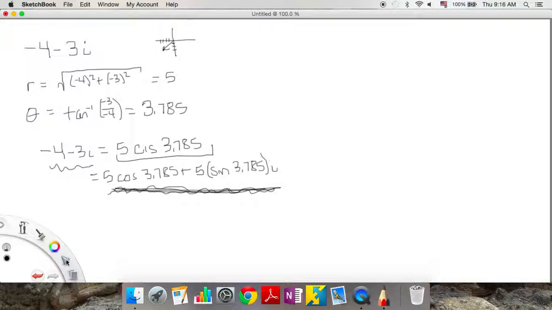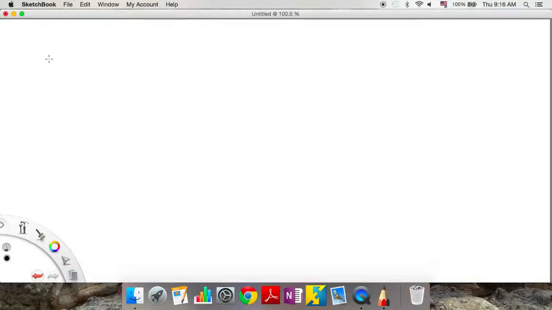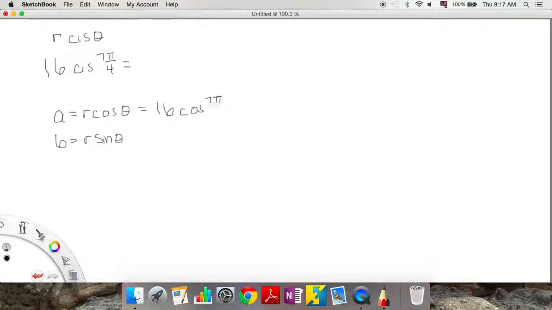Now, what if we have a polar form and we want to go to our regular rectangular complex form? So we know that A is r times the cosine of theta, and B is r times the sine of theta. So A is 16 because this is r cis theta. So we have 16 times the cosine of 7 pi over 4.